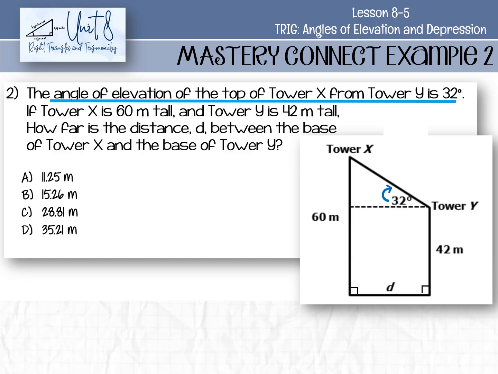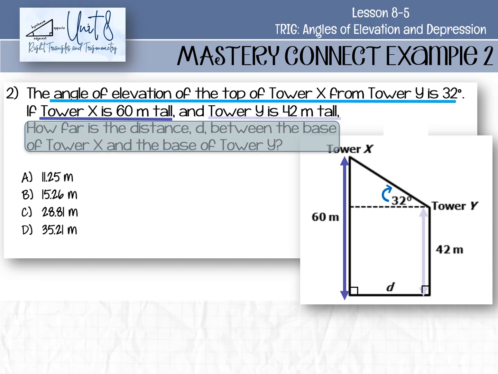I don't know why they wrote it that way, but they did. So this is what that means. If tower X is 60 meters tall, that whole thing, and tower Y is 42 meters tall, how far is the distance D, which is marked down there, between the base of tower X and the base of tower Y?